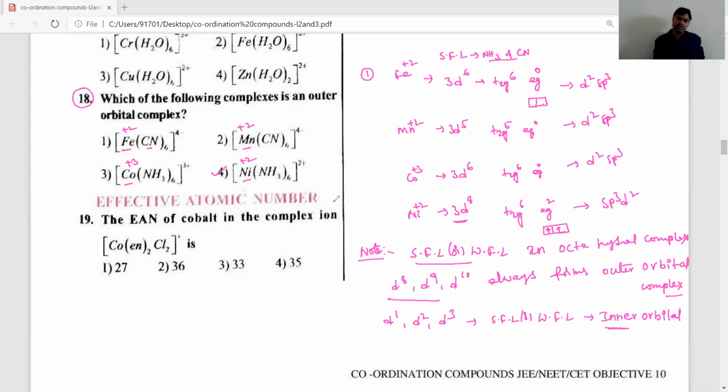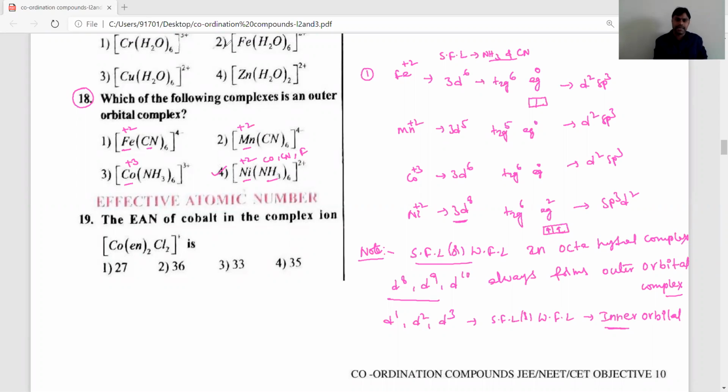So according to that, within a fraction of seconds, we can identify that the outer orbital complex is nickel plus 2. Instead of NH3, you can take CO or CN, strong field, or fluoride ions, weak field ligands, and it still forms an outer orbital complex.